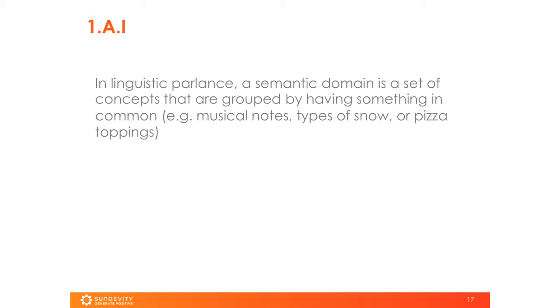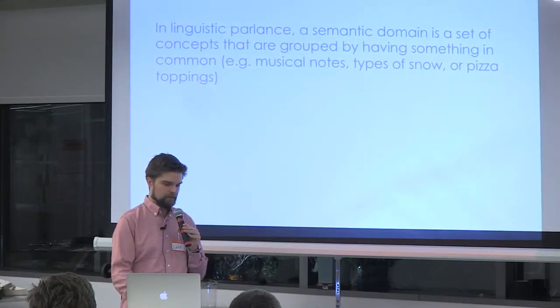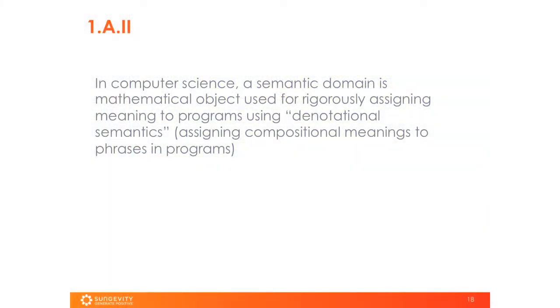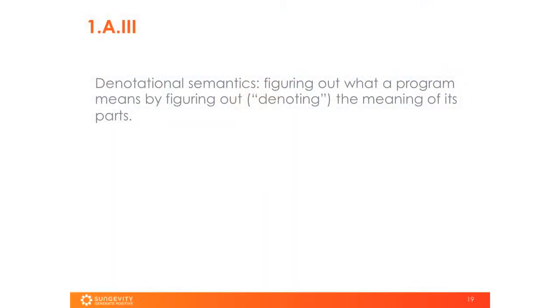So like the real set of music notes, types of snow, pizza toppings, etc. And in computer science, in reference to programs, a semantic domain is a mathematical object for rigorously assigning meaning to programs using denotational semantics, relating the program to the actual set of real objects. And it's compositional. It does so by figuring out what the various parts of the program mean and how they're composed, and then figuring out what that means.